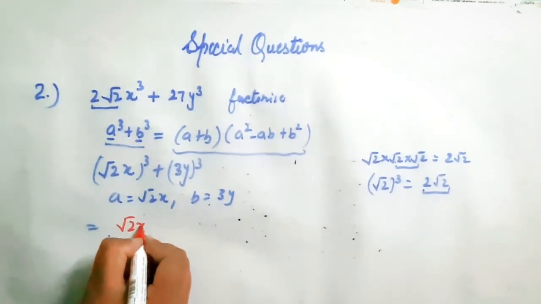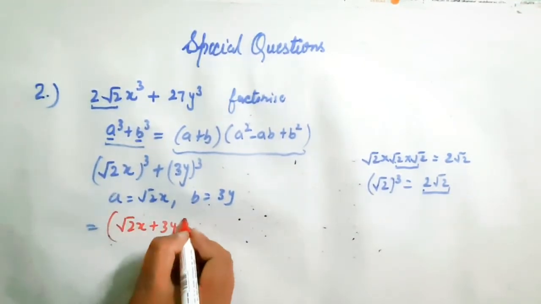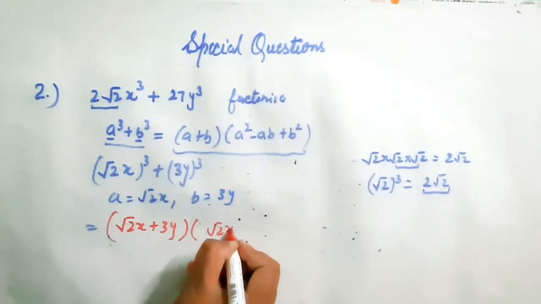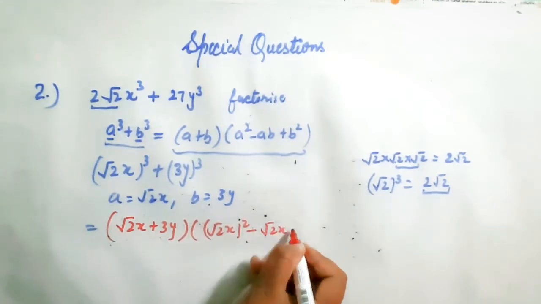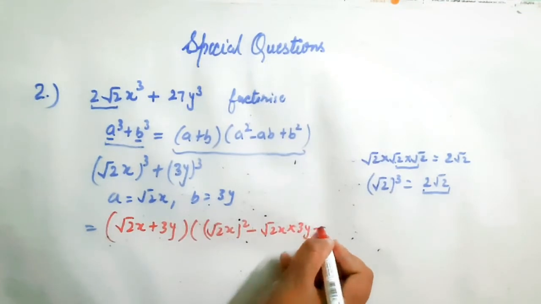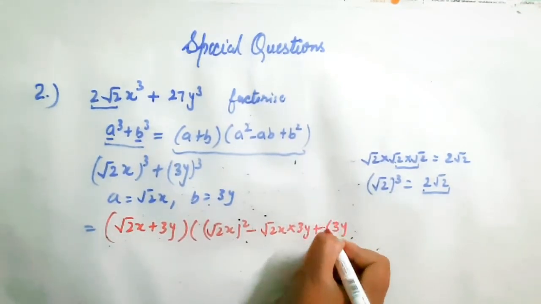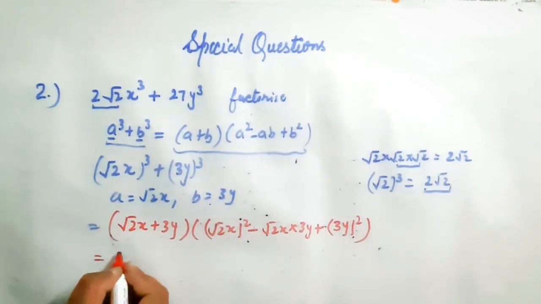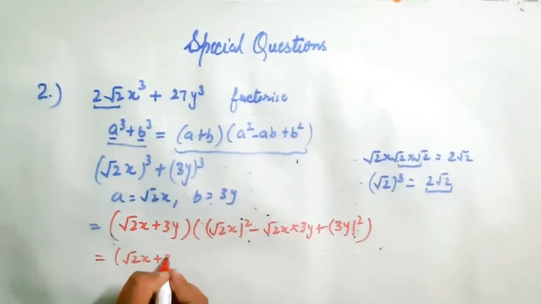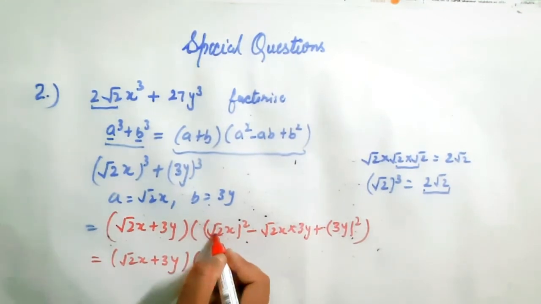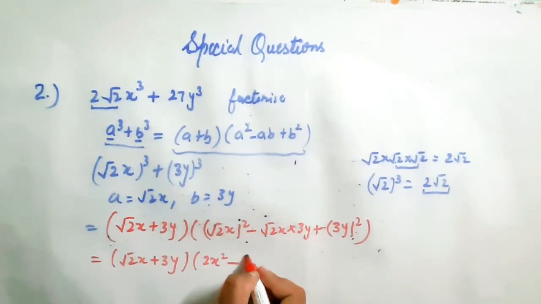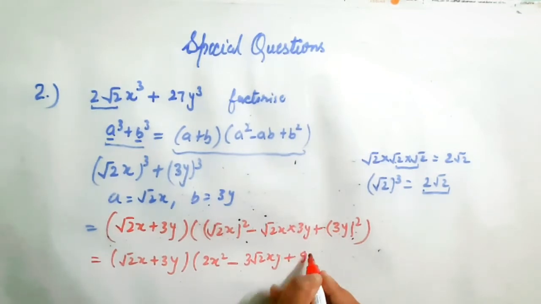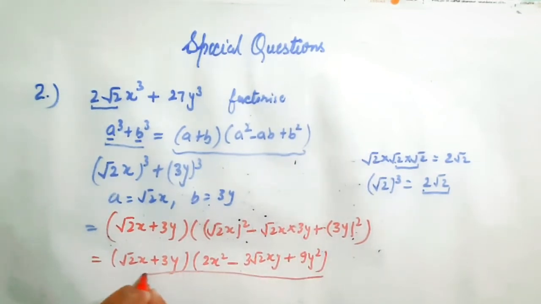Replace in the right hand side and your factors will be square root 2x plus 3y whole multiplied by square root 2x square minus ab, that is square root 2x multiplied by 3y plus 3y square. This will be equal to square root 2x plus 3y, and here square root 2 square will be 2, so 2x square, and 3 multiplied by square root 2 will be 3 square root 2 xy plus 3 3s are 9 y square. This is your required factorization.